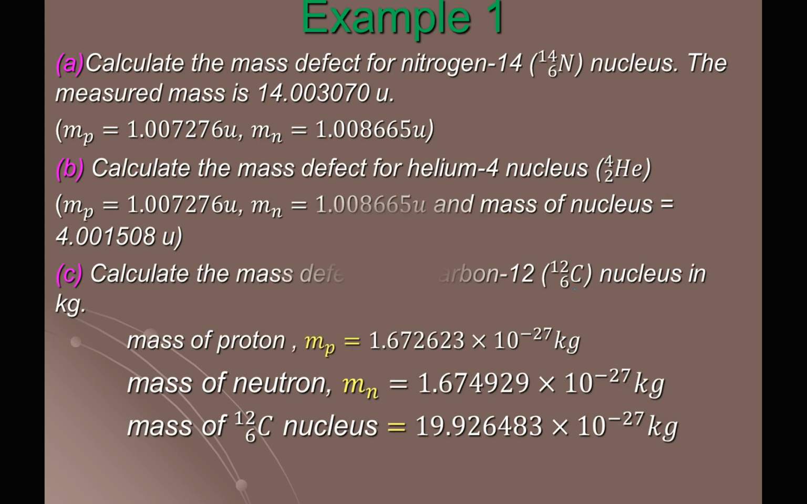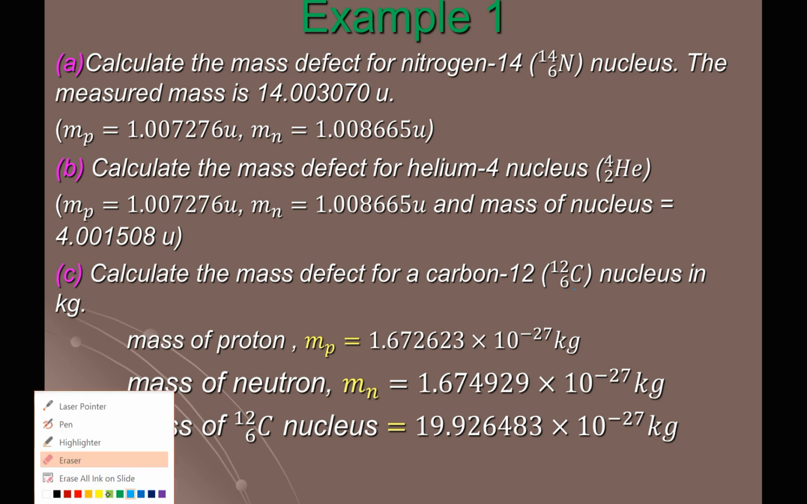Example: calculate the mass defect for nitrogen-14 nucleus. The measured mass is 14.003. Let me get my pen back.